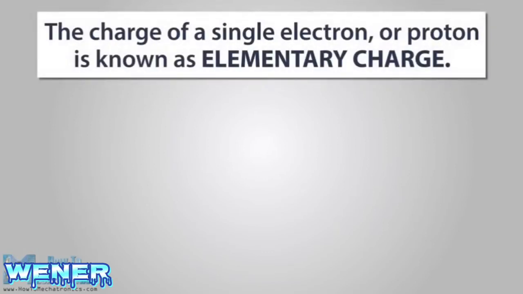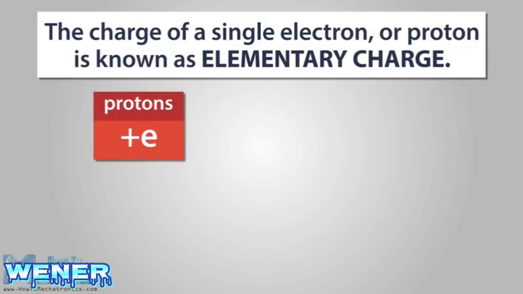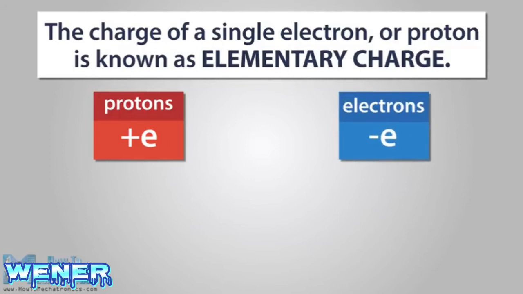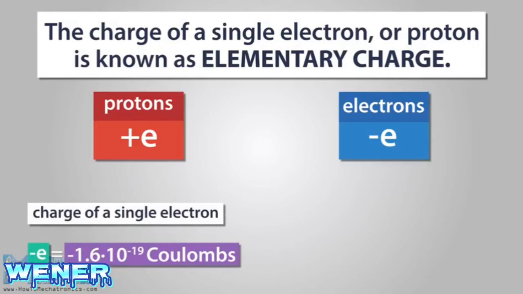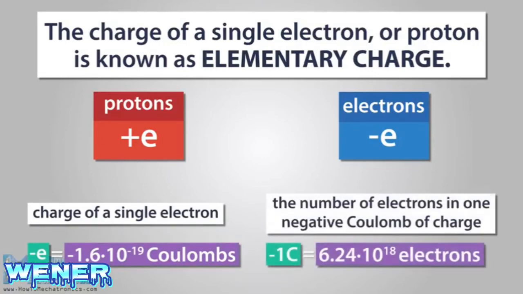The charge of a single electron or proton is known as elementary charge and is denoted with the lowercase e. Protons have a charge of positive e and electrons of negative e. So one electron has a charge of negative 1.6 times 10 to the negative 19 coulomb, and one negative coulomb has 6.24 times 10 to the 18th electrons. One proton has the same value of electric charge but with a positive sign.